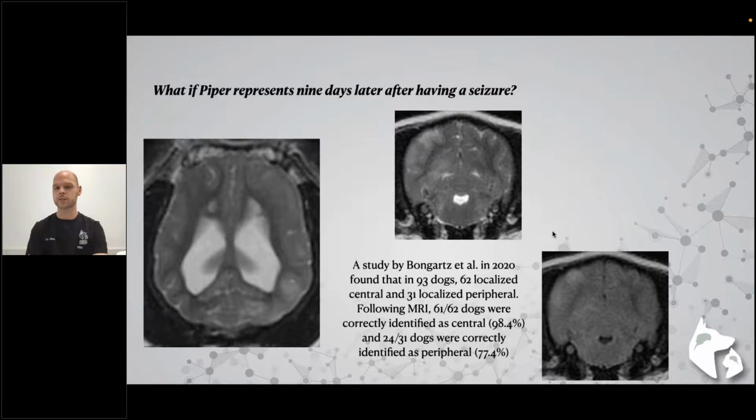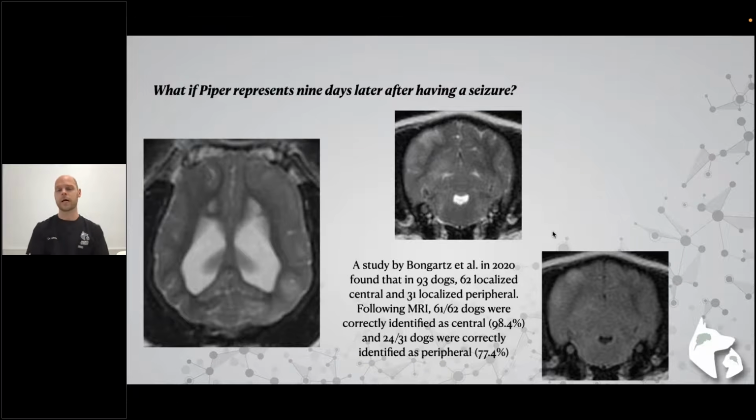So they looked at 93 dogs, 62 localized central, and 31 localized peripheral. They did an MRI, and following that, 61 out of 62 dogs that were localized central were actually central. Okay, so there was a 98.4% where 98.4% of them were correctly identified. All right. However, 24 out of 31 dogs were correctly identified as peripheral. So we were only 77.4% correct when localizing peripheral.